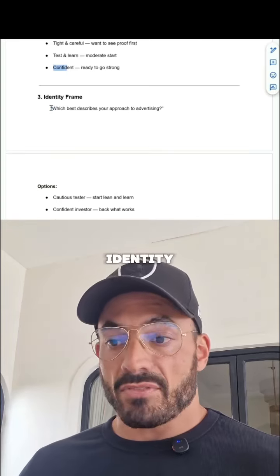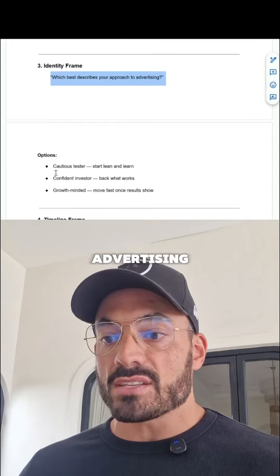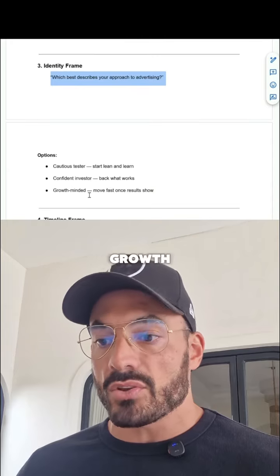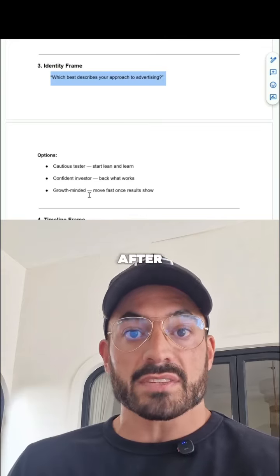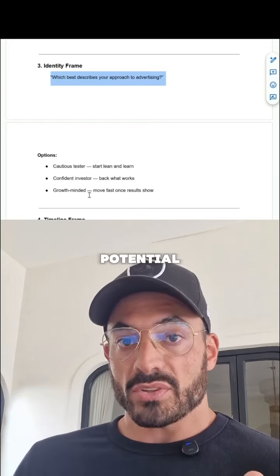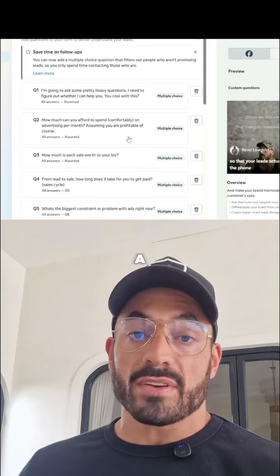You've also got an identity frame. So which best describes your approach to advertising? Cautious tester, confident investor, growth minded. By the way, you can stack these different frames and ask these questions one after the other to heavily qualify potential leads. And this is what it starts to look like in a Facebook lead form.